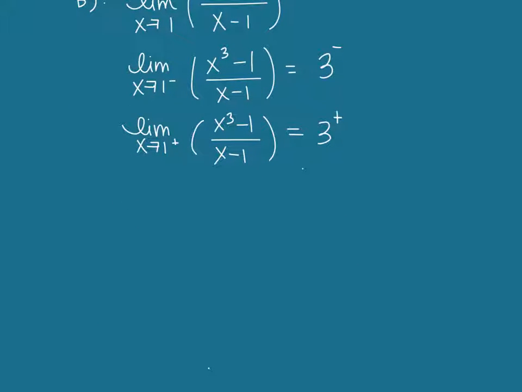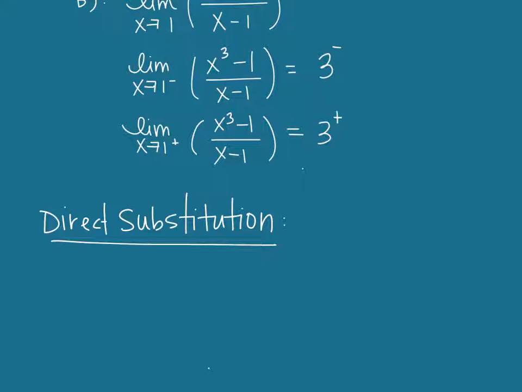Okay, the second one, direct substitution. Direct substitution is when there is no problem plugging in the number at all. It doesn't violate the domain. You can just drop that number in. So this is example C. Say the limit as x approaches 3 within the function x plus 4.